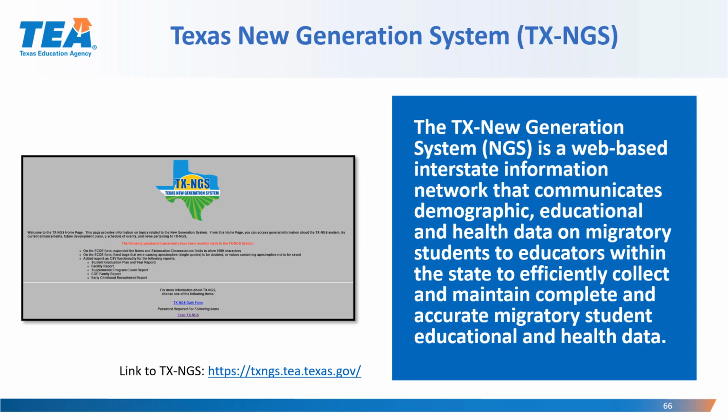Next, we have our state database for migratory student information, also known as the Texas New Generation System, or TX-NGS. TX-NGS is a web-based interstate information network that communicates demographic, educational, and health data on migratory students to educators within the state to efficiently collect and maintain complete and accurate migratory student educational and health data. To obtain access to TX-NGS, please complete the TX-NGS oath form and submit it to your ESC.